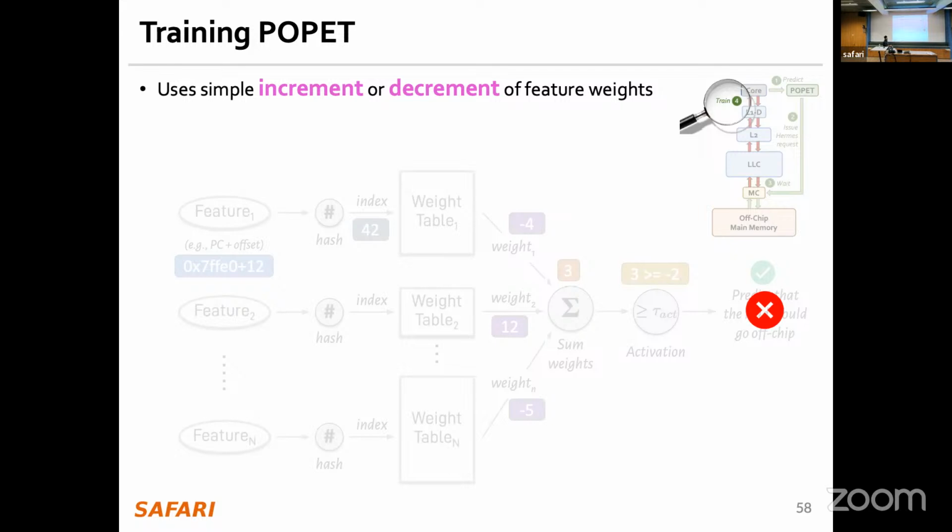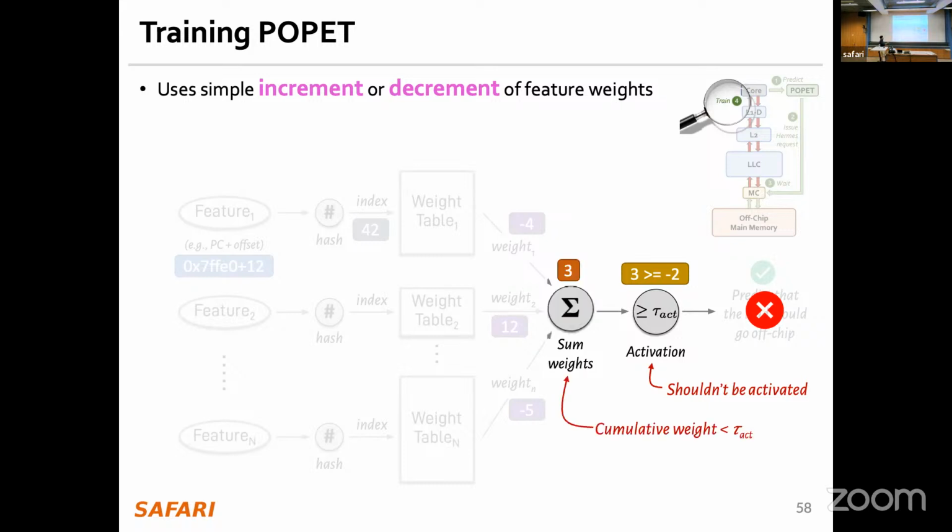So how would we fix these weights? Let's backtrack our steps, right? Why did we predict that it's going to be off chip? Because your sum of the weights was higher than the threshold. So the first step of correction is that your sum of the weights should not be higher than the threshold. It should not be activated if you want to rectify this prediction, right? Since your sum of the weights is higher than the activation threshold, you need to reduce the weights.